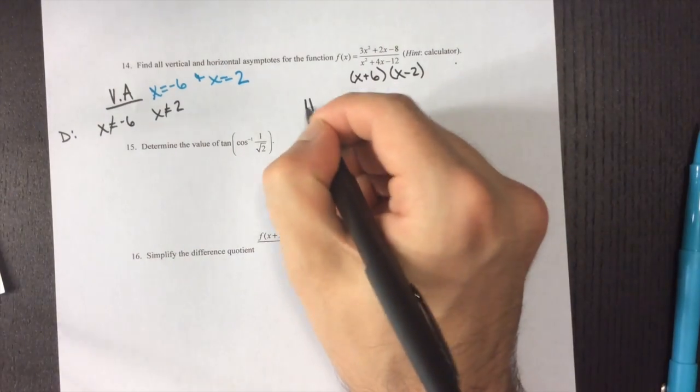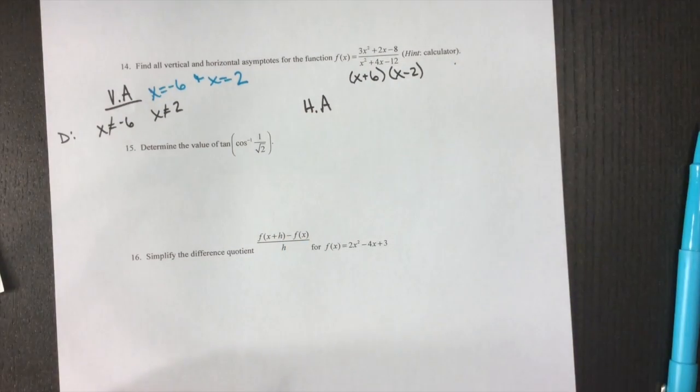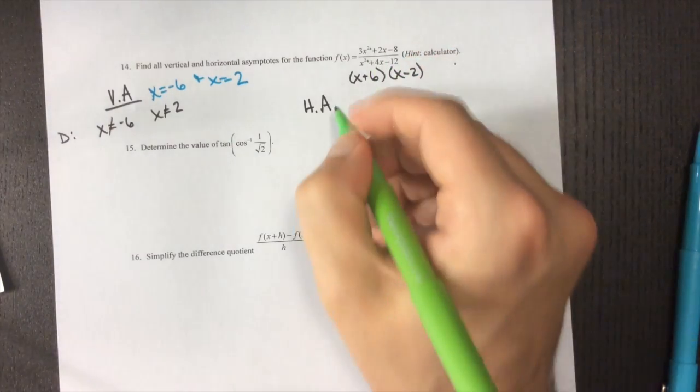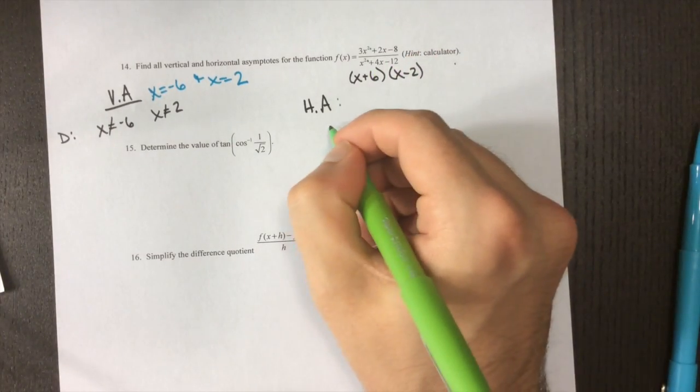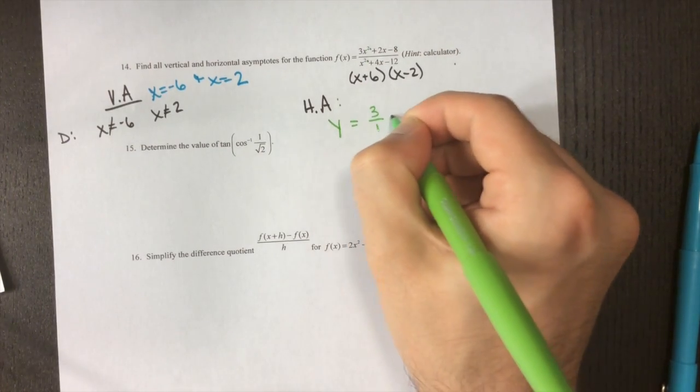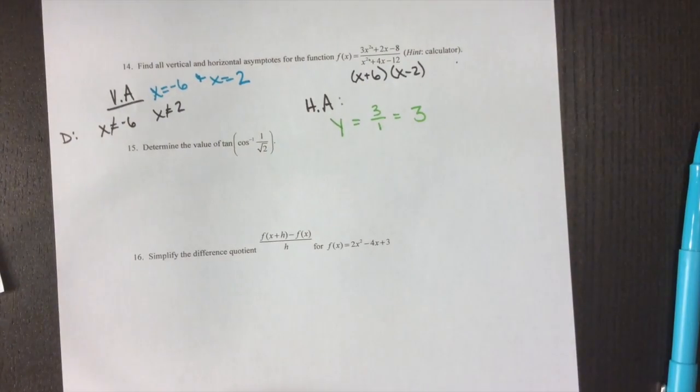For my horizontal asymptotes, degree of the top, 2. Degree of the bottom, 2. So that means that my horizontal asymptote is going to be y equals 3 over 1, which is 3.